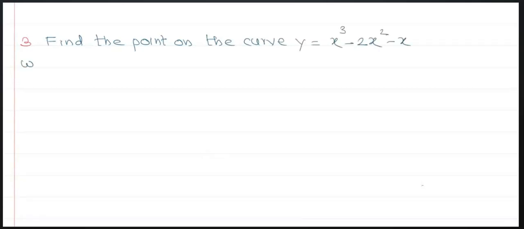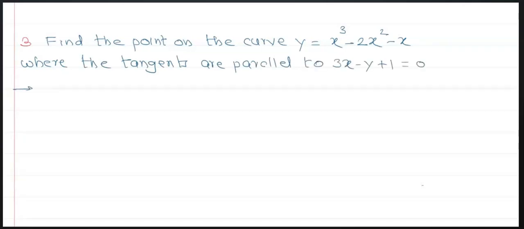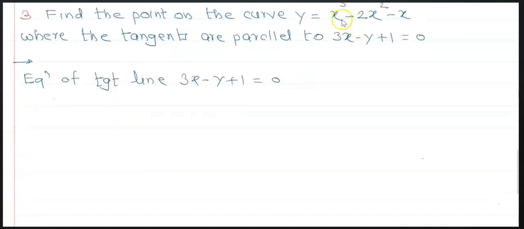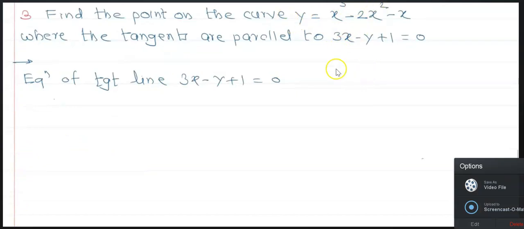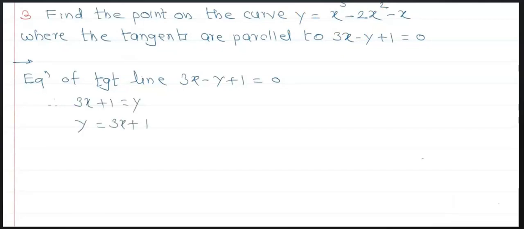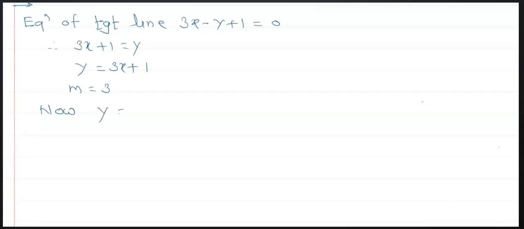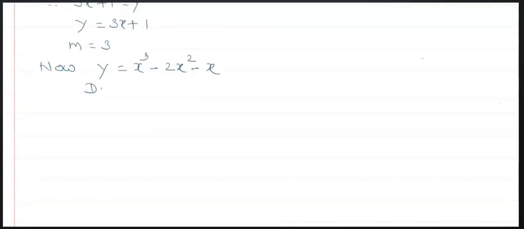Now, the next is, find the point on the curve y is equal to x cube minus 2x square minus x, where the tangent is parallel to these lines. It means that if we draw the tangent to this curve and that tangent is parallel to this line, when two lines are parallel, they have the same slope. This is the line which is parallel to that tangent line.